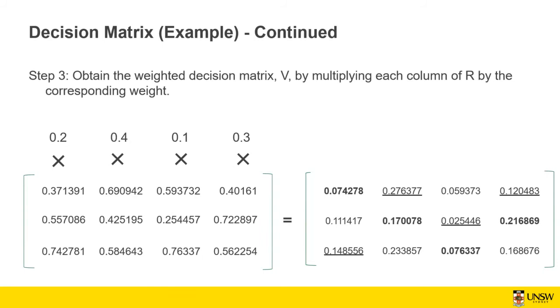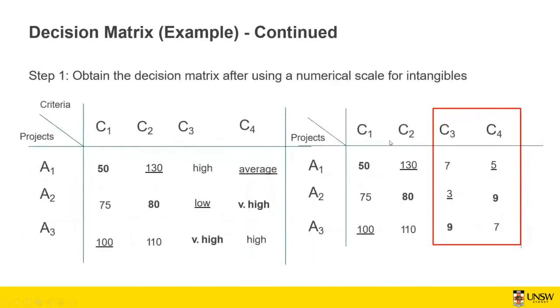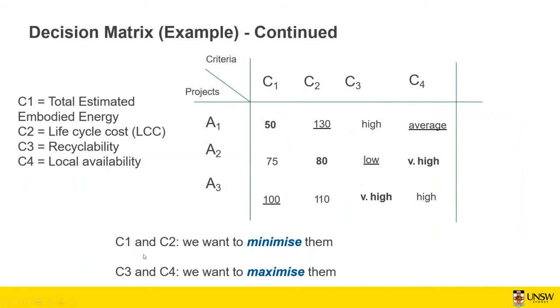Okay, so now you got your V matrix, whose values are also factored by the weights that you put for each criteria. So you got C1, C2, C3, and C4 for each column. And as we mentioned earlier, let's have a look at this again. C1 and C2, we want to minimize them. C3 and C4, we want to maximize them, okay?